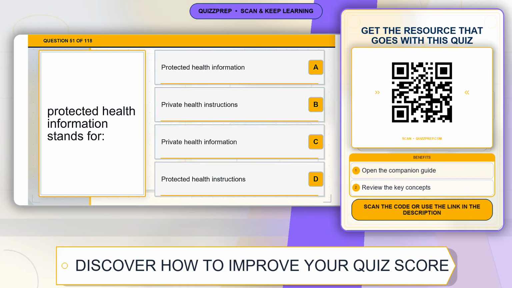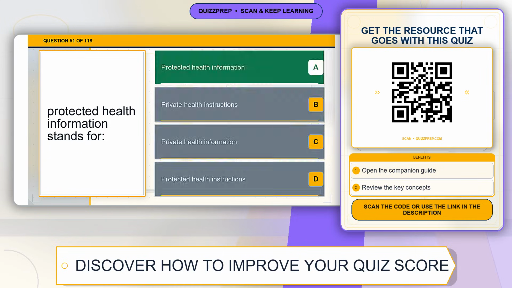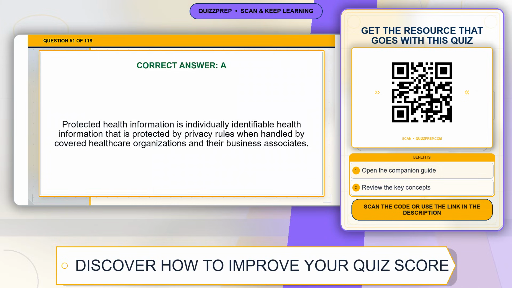Question 51. Protected health information stands for Option A, Protected health information. Option B, Private health instructions. Option C, Private health information. Option D, Protected health instructions. The correct answer is option A, Protected health information. Explanation. Protected health information is individually identifiable health information that is protected by privacy rules when handled by covered healthcare organizations and their business associates.